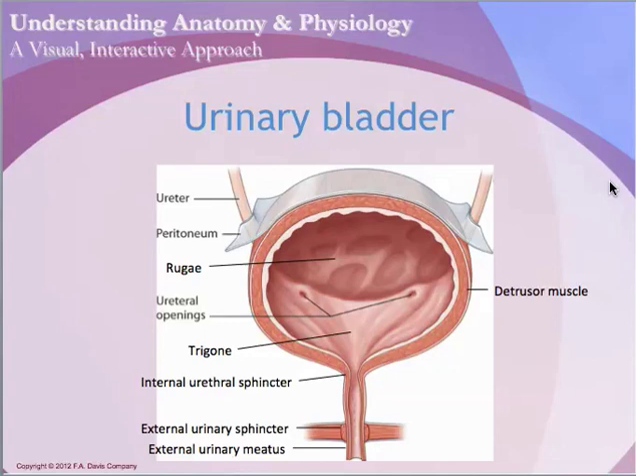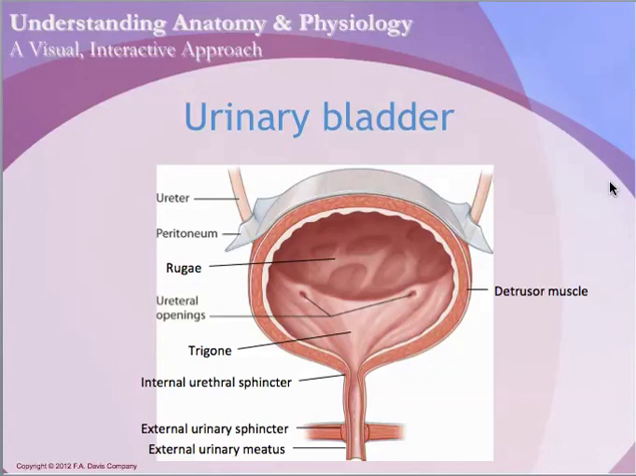So the wall of the bladder is made of the detrusor muscle, okay? It consists of 3 layers of smooth muscle. Inside the bladder, we have these layers or folds called rugae. It allows the bladder basically to expand and contract. The floor of the bladder has 3 openings, 2 for the ureters, which are coming from each kidney, and 1 from the urethra. They form this triangular shaped smooth area called the trigone.